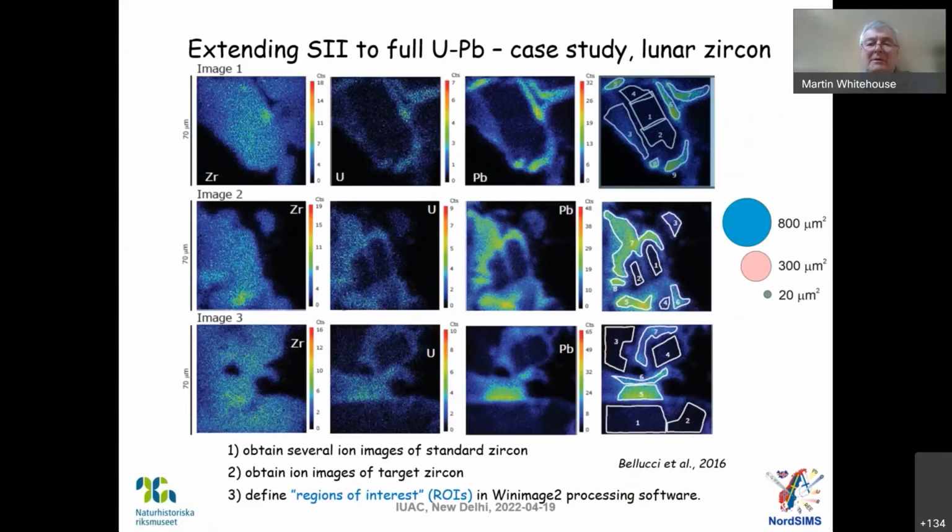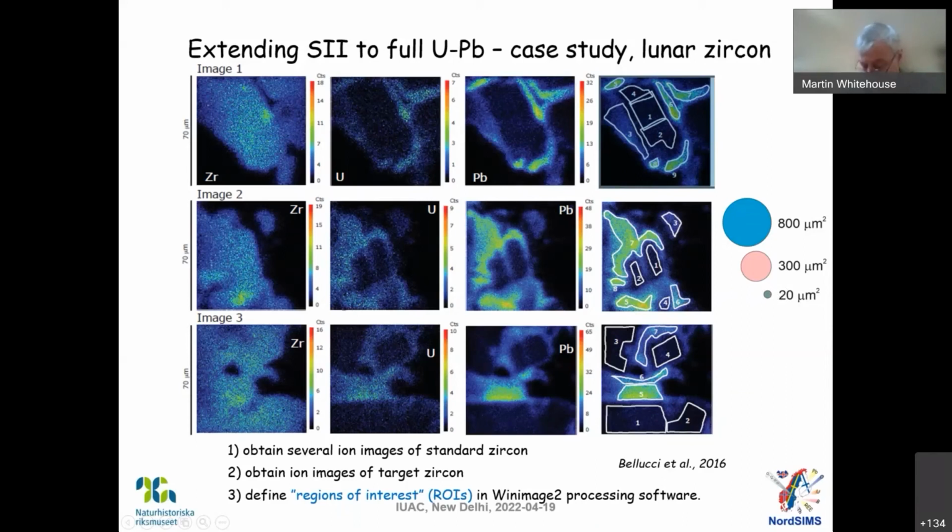So what we were able to do was take our ion images, and here are zirconium, uranium, lead for 3 different areas. We did many. And what we can then do is use the images to define areas where we want to extract the age. You can see that these areas can be very, very small, say a 20 square micrometer area, and that's 20 square micrometers, not 20 micrometers. So some of these are very small areas.